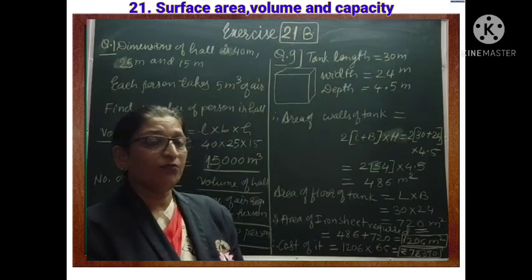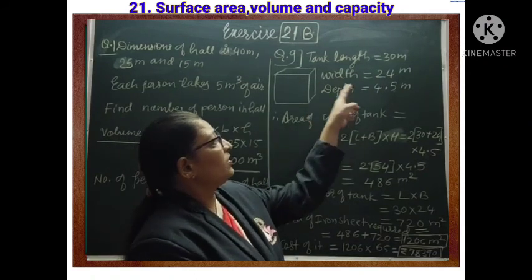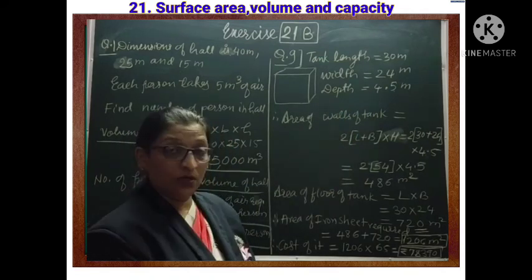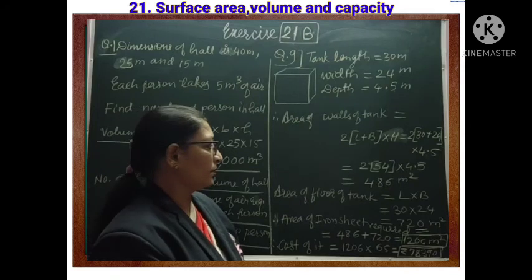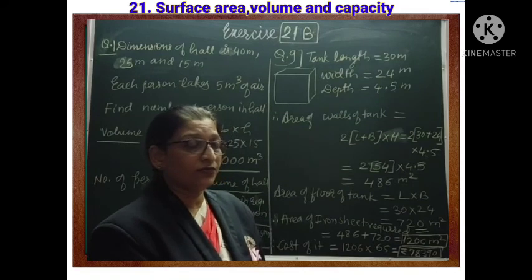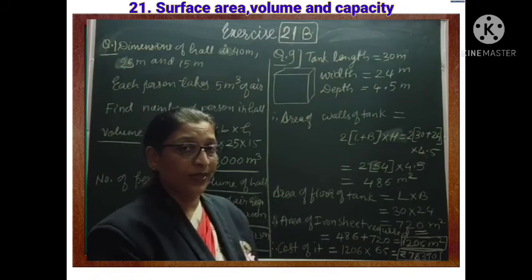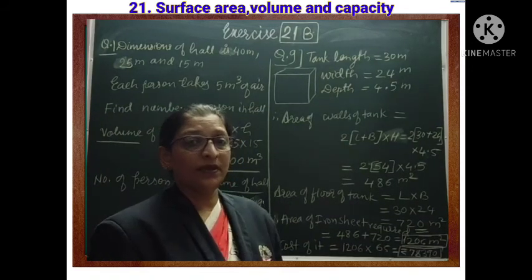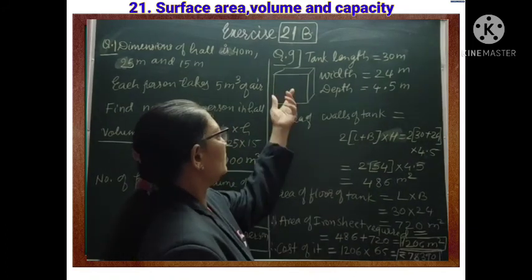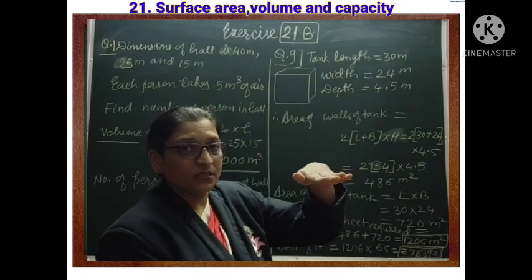We have to find out the area of metal sheet required for making a tank of the dimensions 30 meters, 24 meters and 4.5 meters. Also we have to find out the cost of the sheet if the rate of sheet is 65 rupees per meter square. As we have to prepare a tank from the metal sheet, there are two things required for it. First one, walls of the metal sheet and its base.